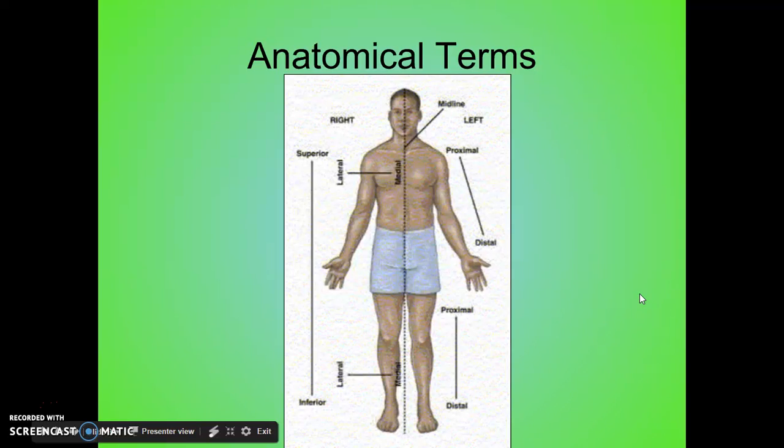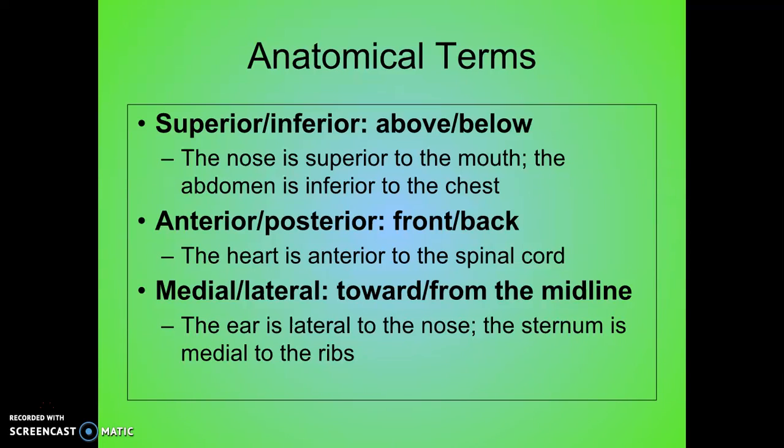Next thing we're going to talk about is anatomical terms, or terms dealing with the human body and or other organisms. Superior and inferior mean above and below. So the nose is superior or above the mouth. Abdomen is inferior or below the chest. So it's kind of like saying your boss is your superior. They're kind of above you in the chain of command.